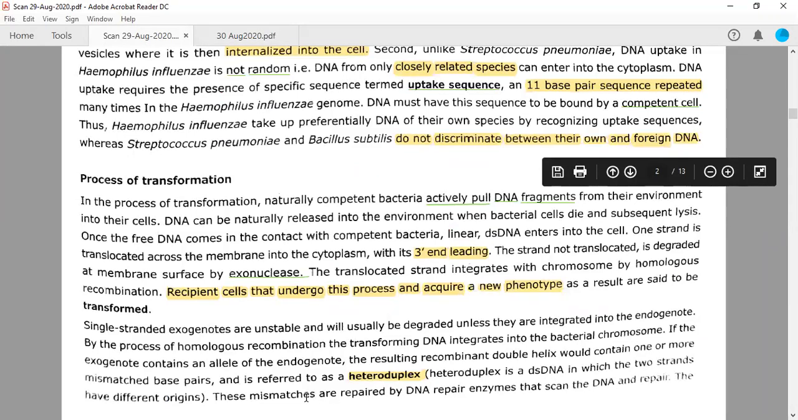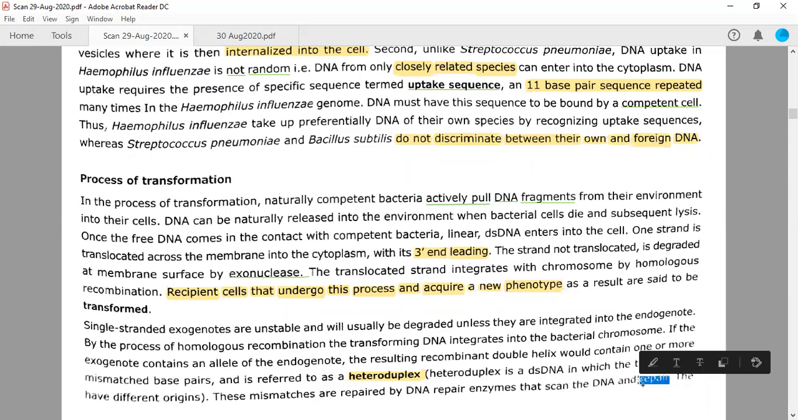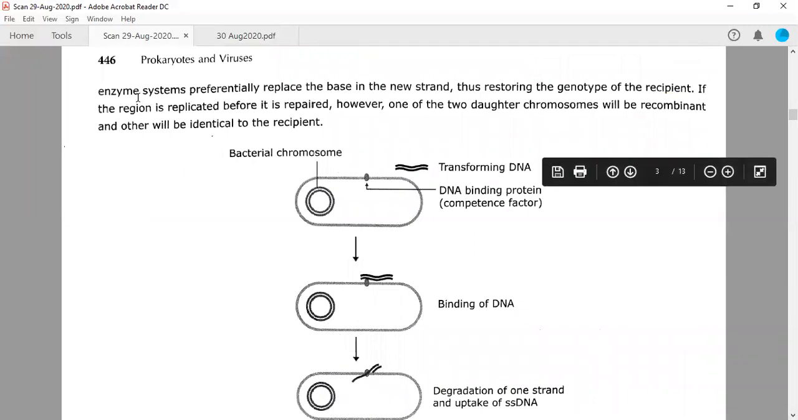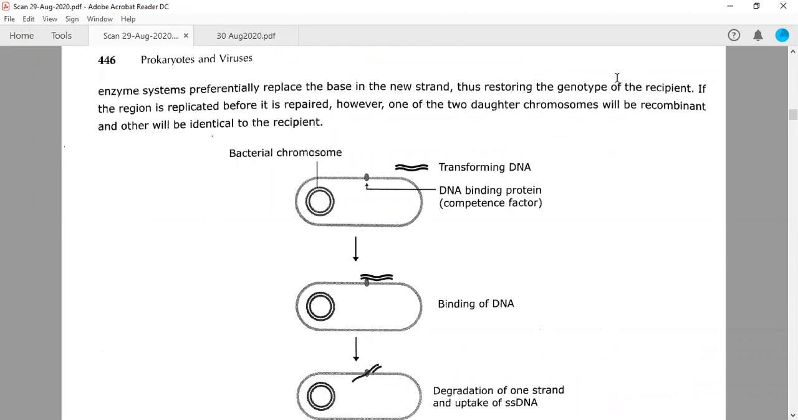These mismatches are repaired by the DNA repair enzymes that scan the DNA. Finally, the DNA repairing enzyme will remove these mismatches and it will become homoduplex. The enzymes or the enzyme system preferentially replaces the bases in the new strand, thus restoring the genotype of the recipient.